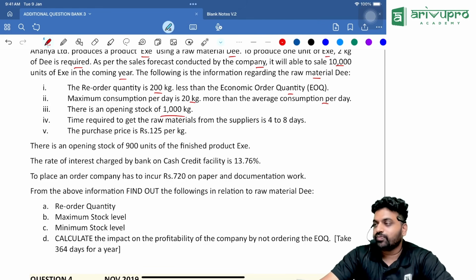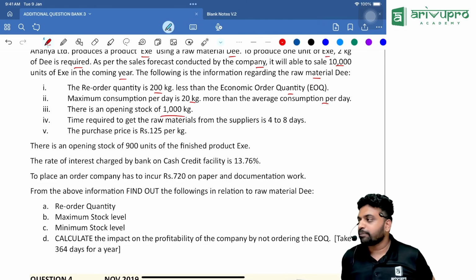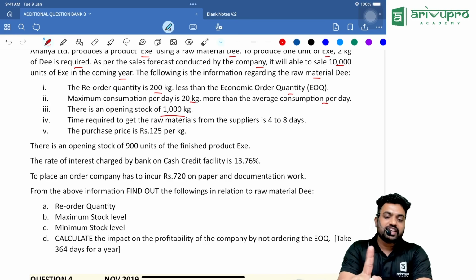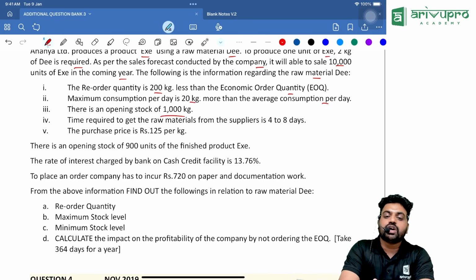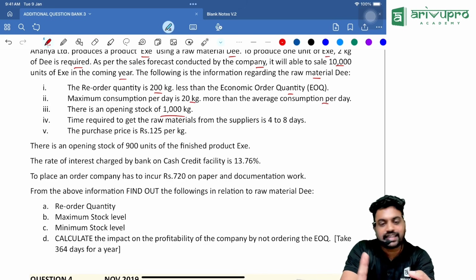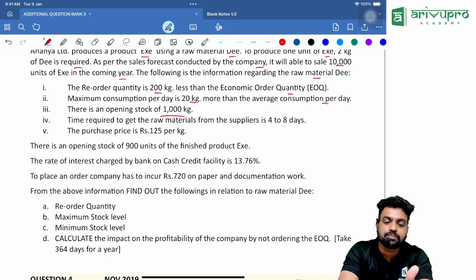Now my question. Again, I am repeating. For the computation of the EOQ, number of units to be purchased is important, not consumed. For the computation of minimum level, maximum level, average level, danger level, number of units consumed is important, not purchased.